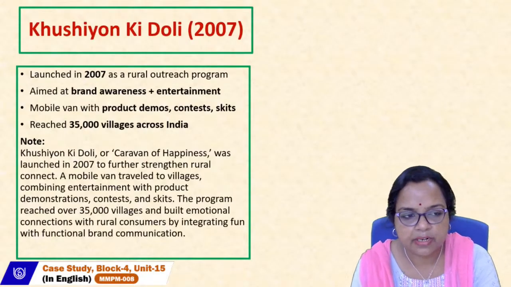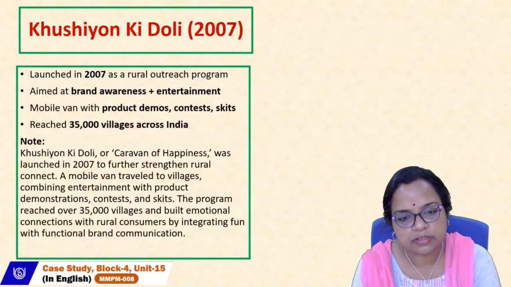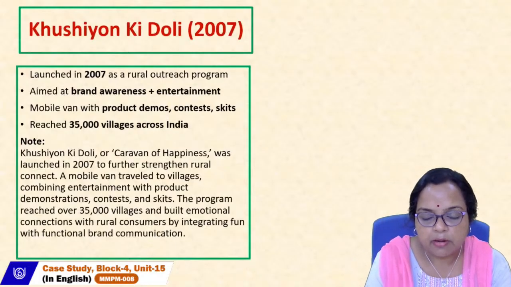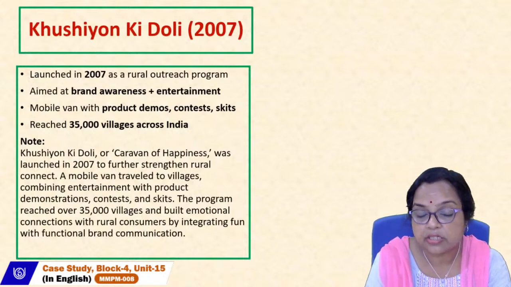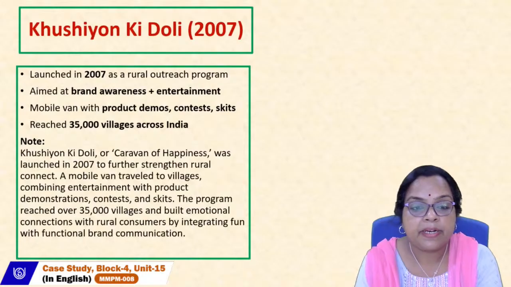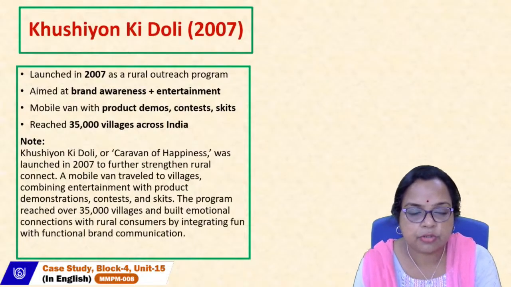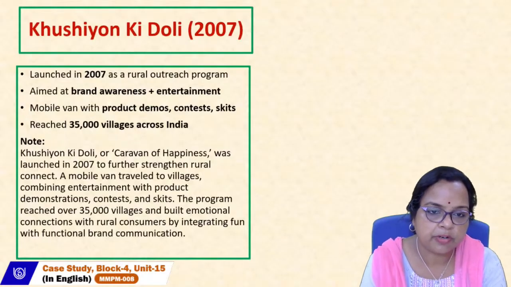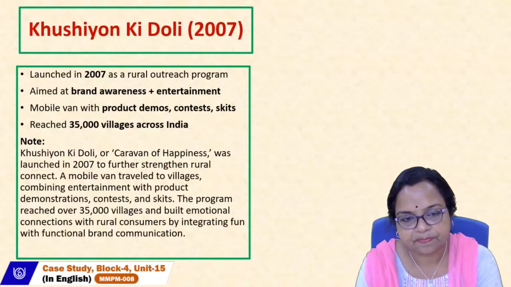Though no doubt they were connected with villages by that time, because they were doing all these strategies and innovations from 1970 onwards, by 2007 they introduced the concept Khushiyon Ki Doli, or Caravan of Happiness, to further strengthen the rural connection.